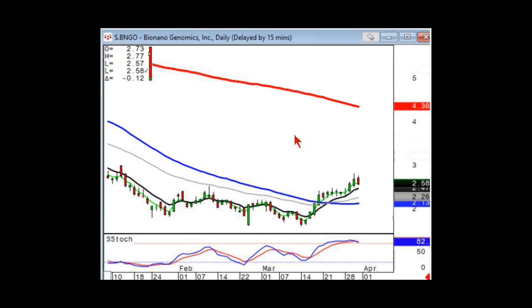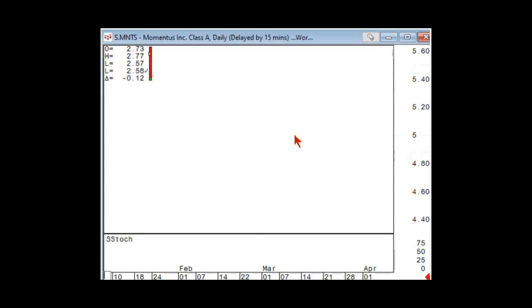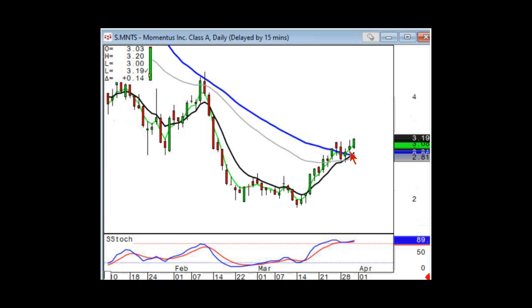Bingo was trying to do a little J-hook pattern. A lot of these may have diminished while I was at the eye doctor's today. So here's a little J-hook pattern setting up.